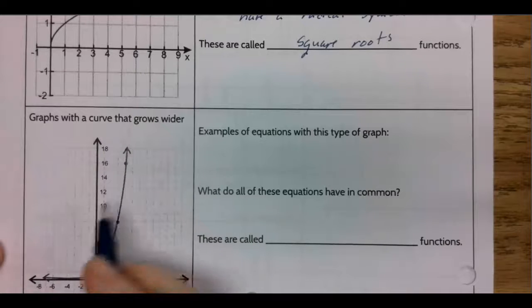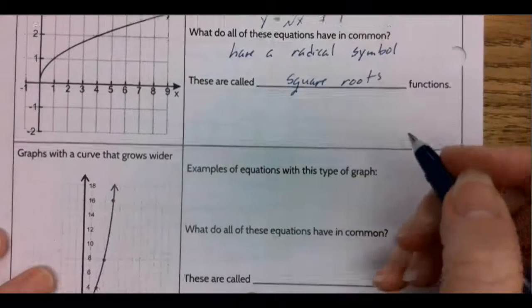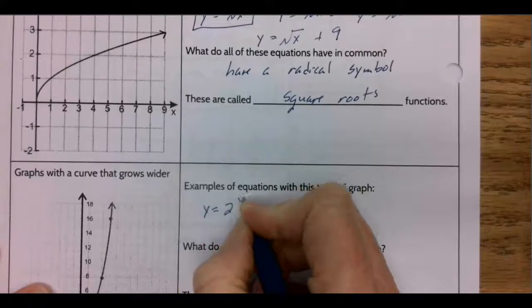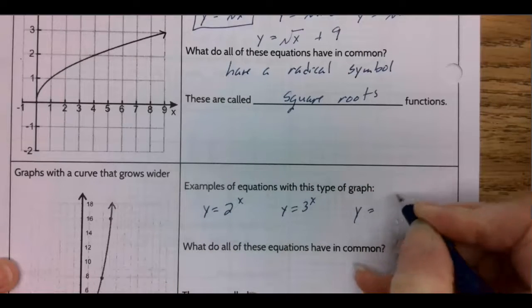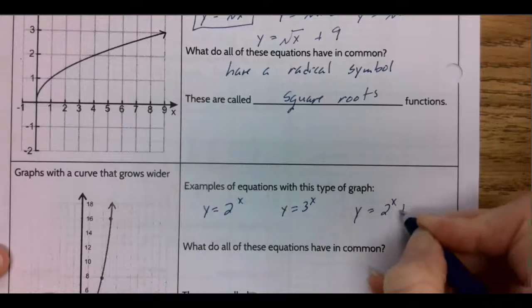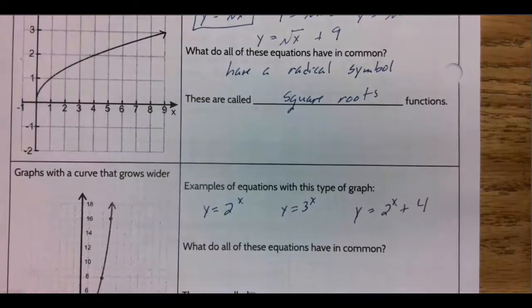Graphs with a curve that grows wider. Okay? These are examples of these. Y equals 2 to the x. Y equals 3 to the x. Y equals 2 to the x plus 4. Okay? You're getting the idea.